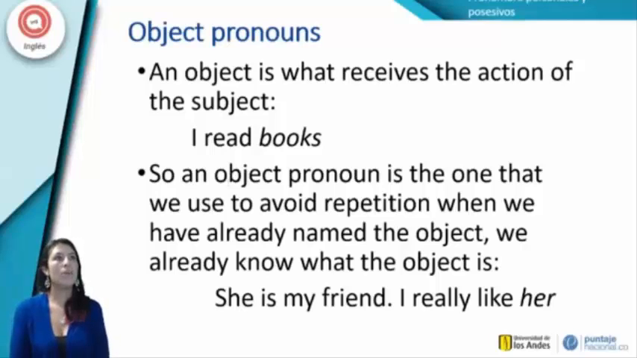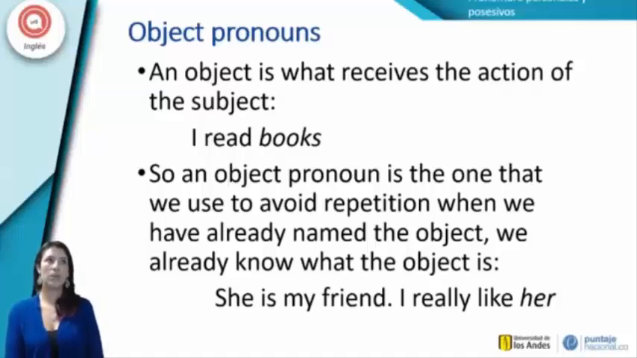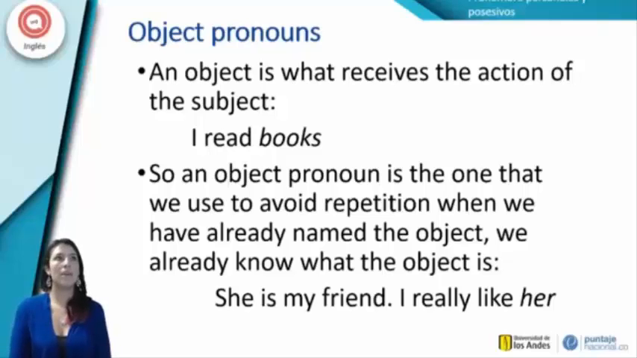An object is what receives the action of a subject. For example, I read books. So the object is receiving the action. Yeah? So, I am reading what? Books. So the object here is books.